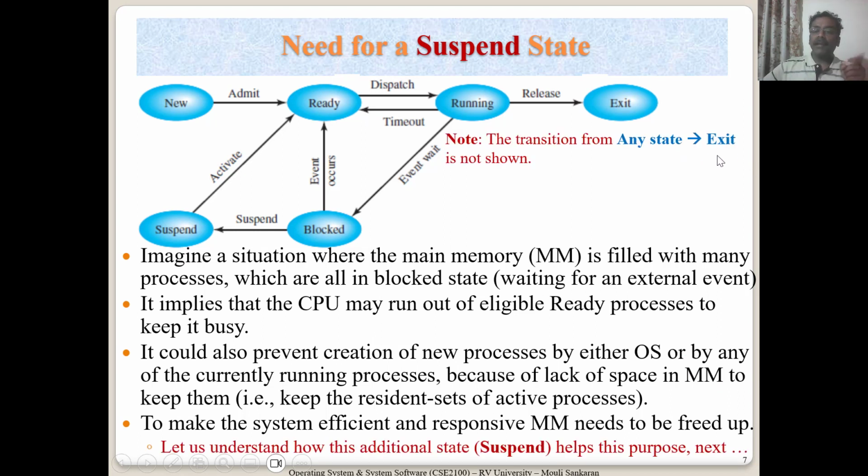So, the transition from any state to exit. Now, one thing that is not shown here is that any state to exit is possible. Let me tell you how new state to exit is possible.